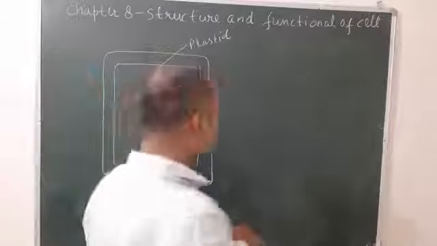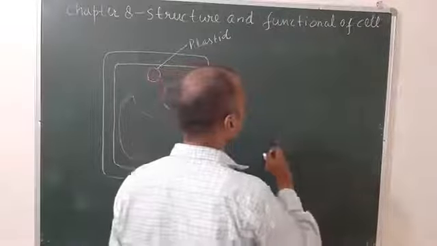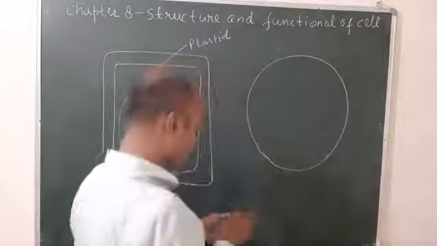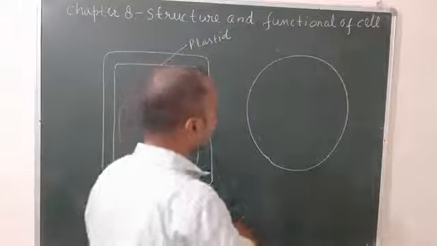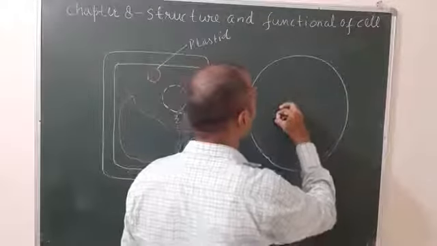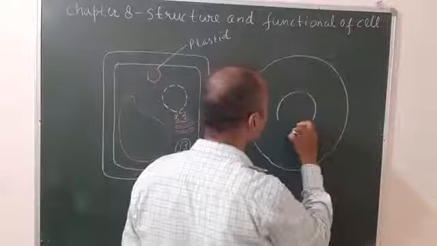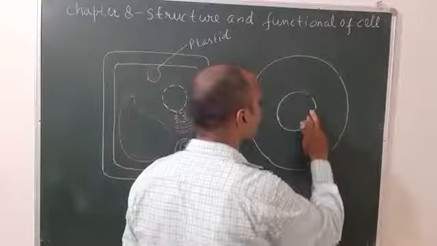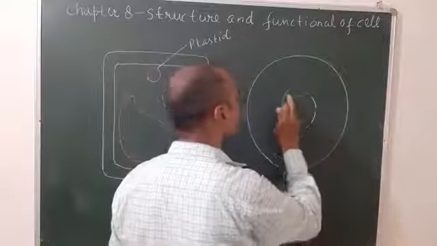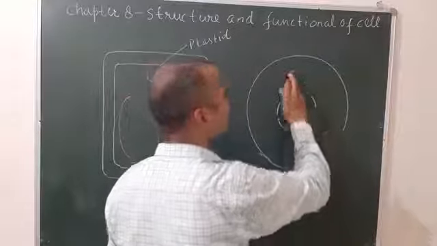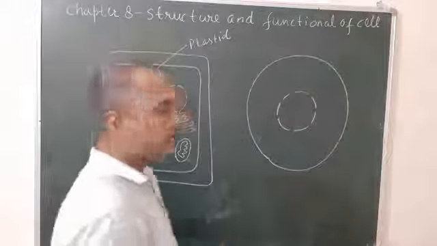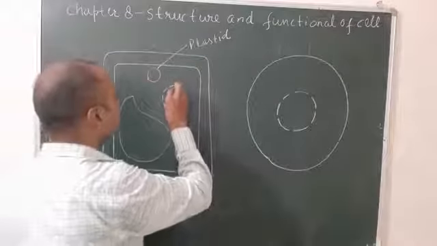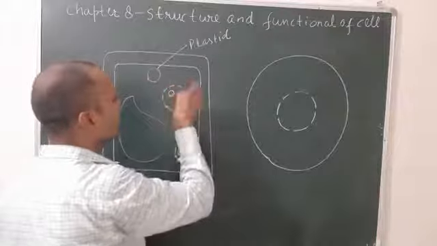Let us see the structure of animal cell. Suppose that animal cell, it is spherical in shape and the nucleus is present at the center of the cell. So this is the nucleus at the center of the cell, and this nucleus is interrupted by small pores known as nuclear pores. Okay, and inside the nucleus what is present? You know well, inside the nucleus nucleolus and nucleoplasm are present.